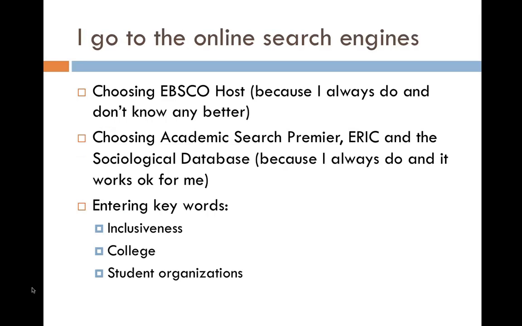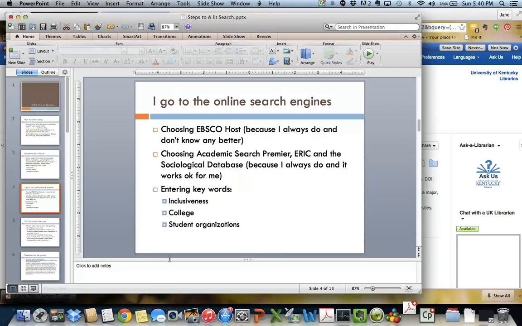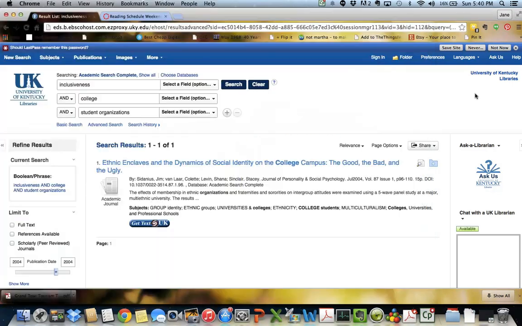So if I was doing this, I would go to EBSCOhost. It's just what I always do, and hopefully when we talk to the librarian, you'll get some better advice. I usually use Academic Search Premier, which may have a new name, ERIC, and the Sociological Database. And again, it's just what I always do. I got in a habit, and perhaps there's a better way of doing it. You'll have to find your own. And I enter in the keywords. We pop out for a minute here and actually go do that.